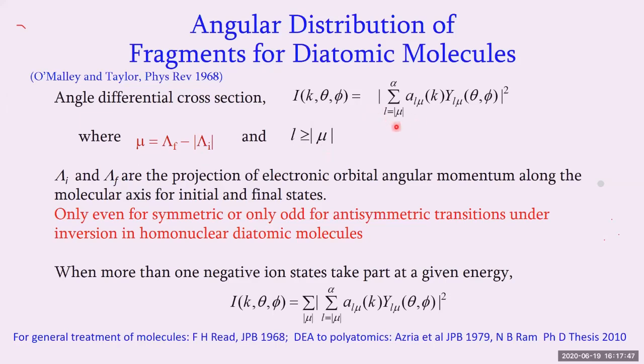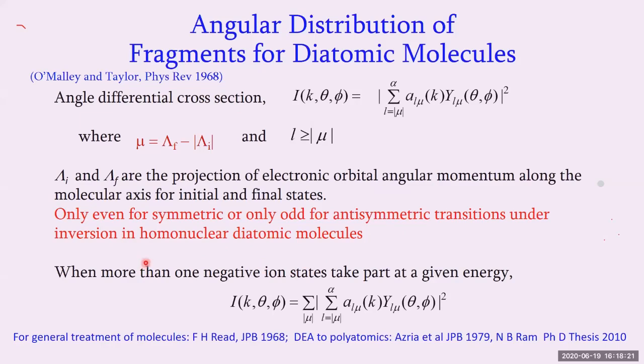So this is the condition on L, and that can go up to infinity. In principle, you can have all spherical waves, but generally what happens is that the lowest order partial waves dominate this attachment process. So whatever is the lowest allowed value of L dominates. If you take the diatomics again, there is a very specific rule that comes out: for homonuclear diatomics, only even L or only odd L values are allowed.